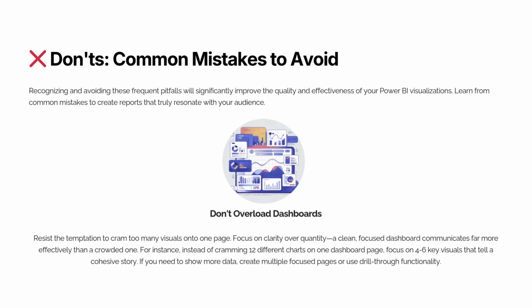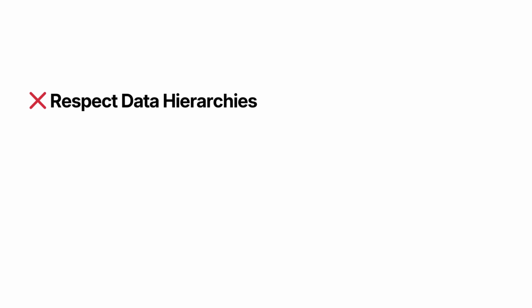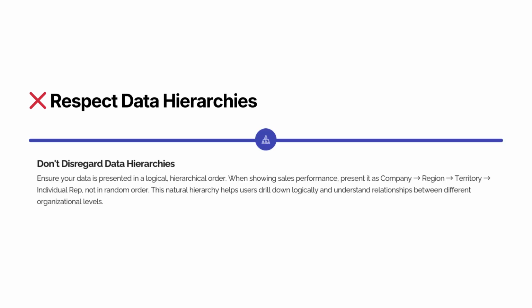By keeping your dashboards focused and uncluttered, you ensure that your audience can understand and act on your insights quickly and confidently. Respect data hierarchies. When presenting data, always maintain a clear and logical structure. For example, sales performance should flow naturally from company to region to territory to individual representative. Avoid presenting information in a random order, as it disrupts understanding. This natural hierarchy helps users drill down logically and understand relationships between different organizational levels.